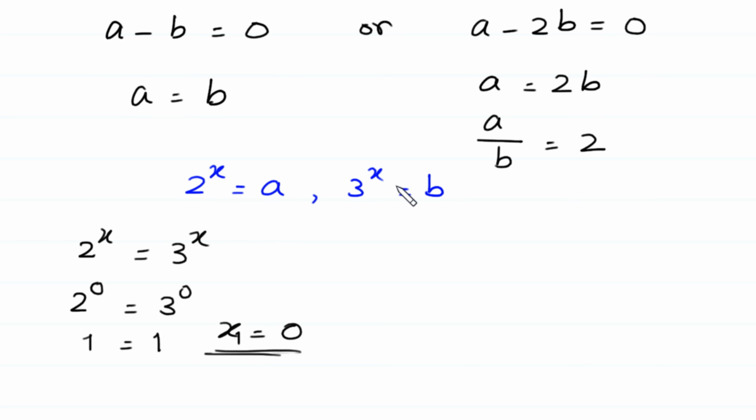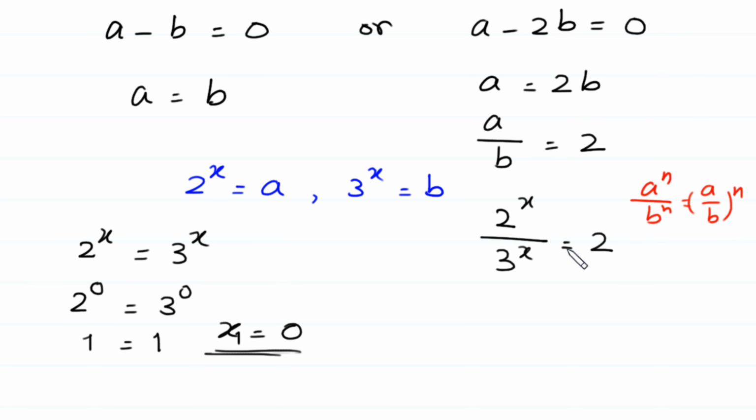Now these values of a and b we substitute in this equation: 2 to the power x over 3 to the power x is equal to 2. According to the property of exponents, a to the power n over b to the power n is equal to a over b whole to the power n. We can write this 2 to the power x over 3 to the power x as 2 over 3 whole to the power x is equal to 2.